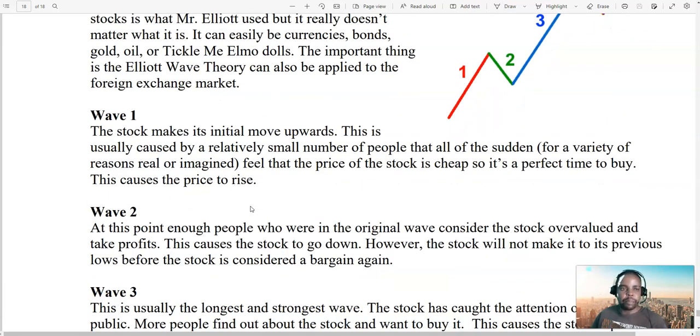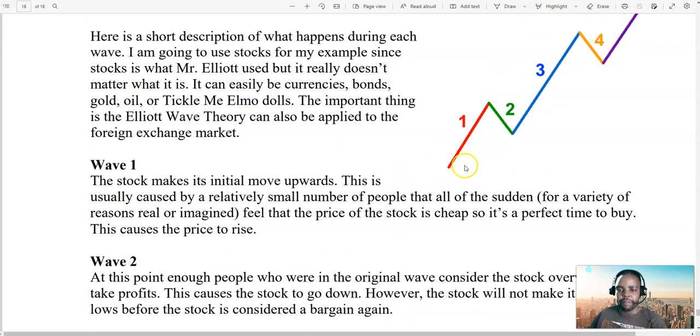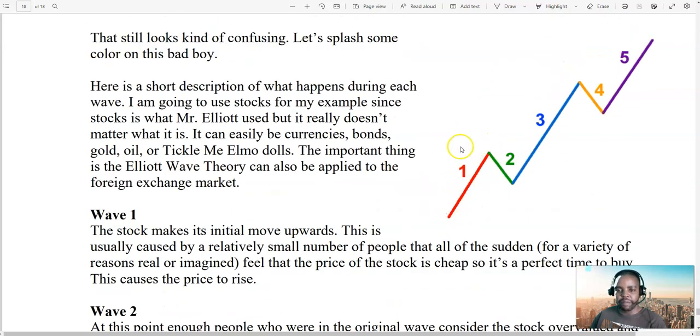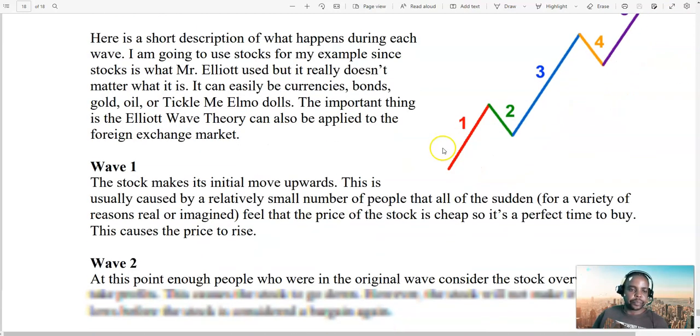So now this is what happens during these waves. This is the storyline behind the waves fundamentally. The stock makes its initial move upwards. This is the first move. First, let me explain the waves. This is the first wave. Second wave, retrace. Third wave, usually the longest, and then the fourth one, retrace, and then the fifth wave, and then followed by the corrective wave, which is ABC, going down.